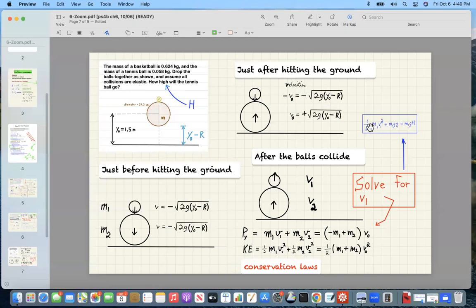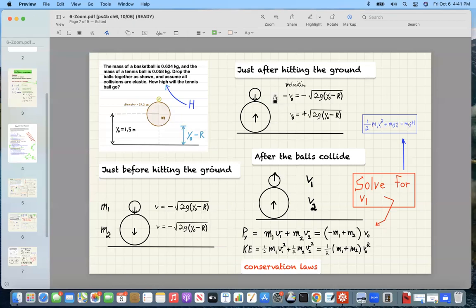Well, as it's going up, energy is conserved. So its kinetic energy, 1/2 M1V1 squared, plus its potential energy, M1gy1. What's y1? Well, y1 is the diameter of the basketball plus the radius of the tennis ball. So y1 is the position of the center of the tennis ball. It'll be one basketball diameter plus one tennis ball radius. That's y1.